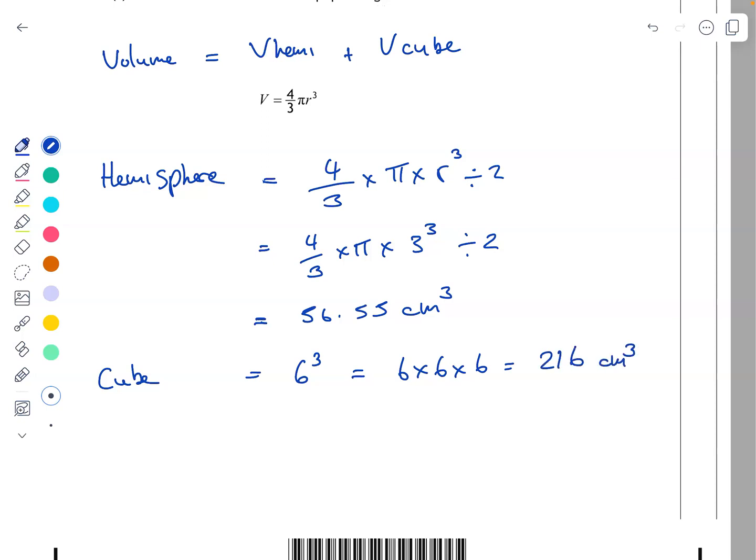So the total volume is going to be this 56.55 plus the 216, and we get 272.55 centimeters cubed.